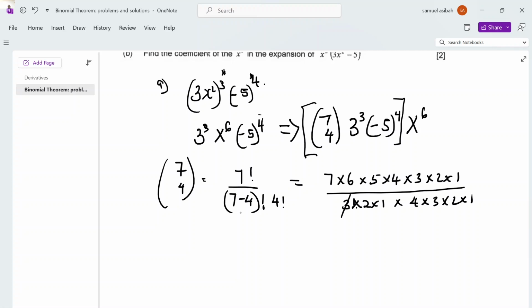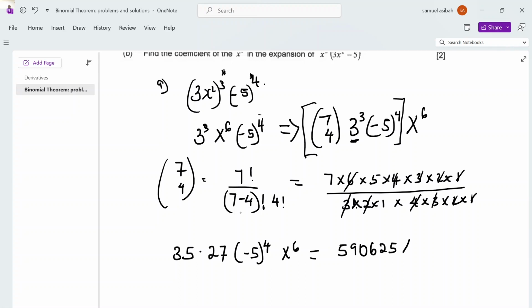So you can simplify this. 3 and 2 go with the 6. 4, 3, 2, 1 cancels with 4, 3, 2, 1. So that in this case, you're remaining with 35. So 7C4 here gives you 35. So it is 35 times 3 cubed, that is 27, then we have -5 raised to 4, then x raised to 6, which gives you, if you use your calculator very well, 596625 x raised to 6.